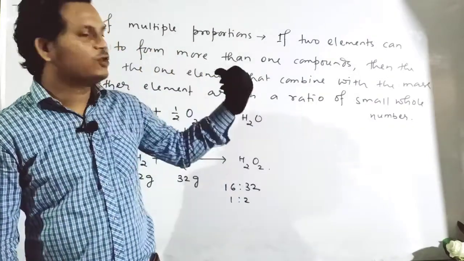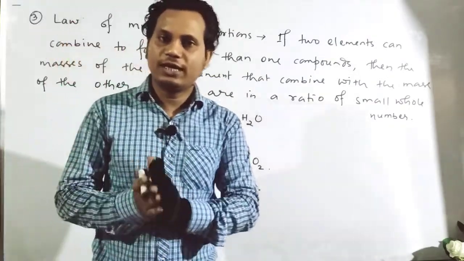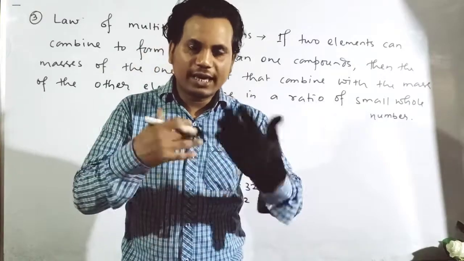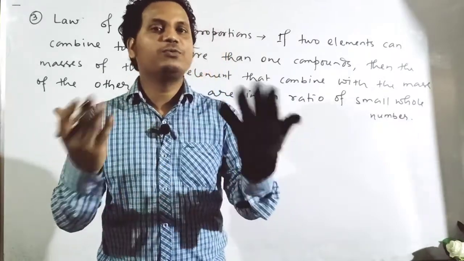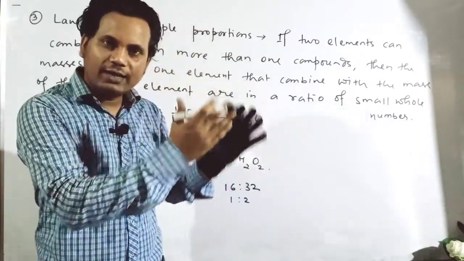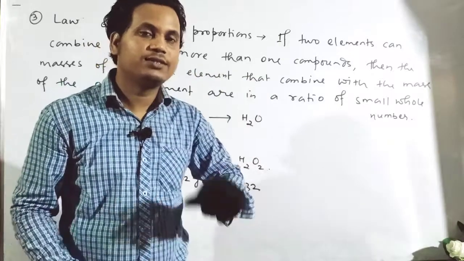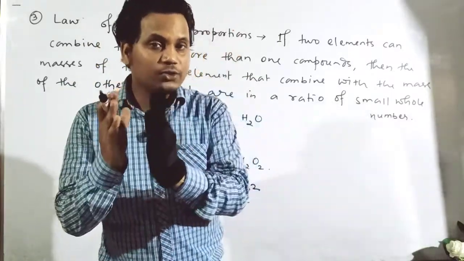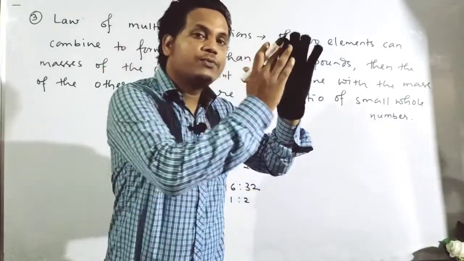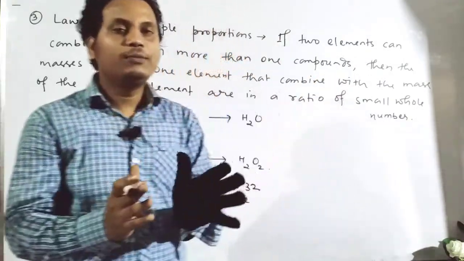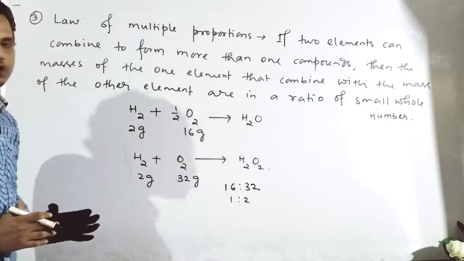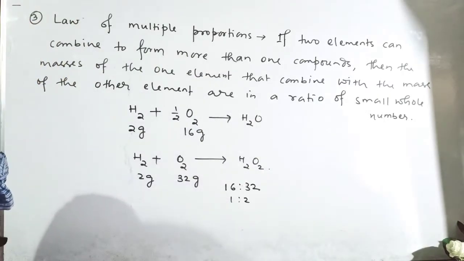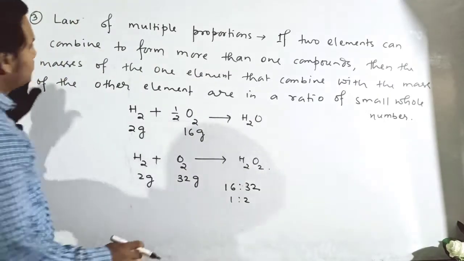And third is the law of multiple proportion. Here, two elements can combine to form more than one compound, then one element will have the fixed mass, the other element will have different masses. So the masses of one element that combine with the fixed mass will always be in the ratio of a small whole number.